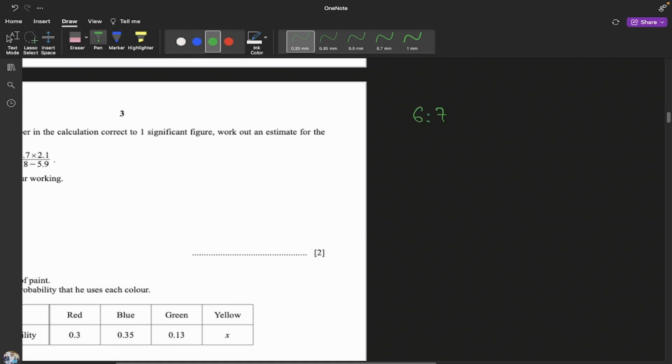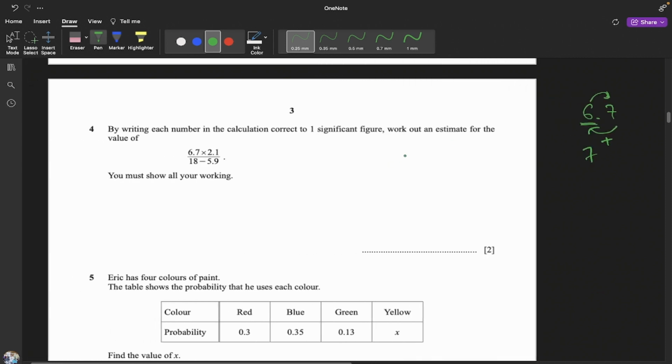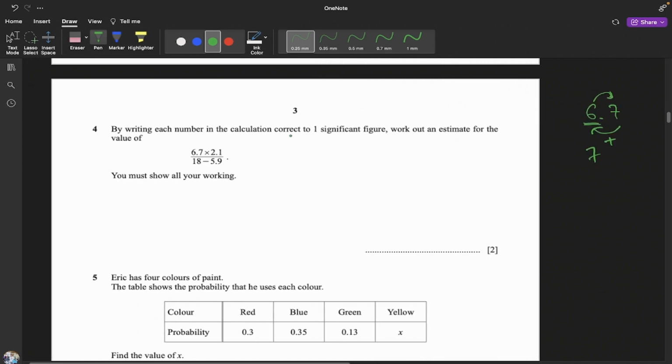So for 6.7, you have to round off, and only this value should remain. For that, you have to check the value on the right side, and if that value is greater than or equal to 5, you have to add 1 to the previous number. Here it is 7, so you add 1 and this becomes 7, and you don't put the other number again, it's just 7. So 7 times, next one is 2.1, so 1 is less than 5, so it becomes 2.